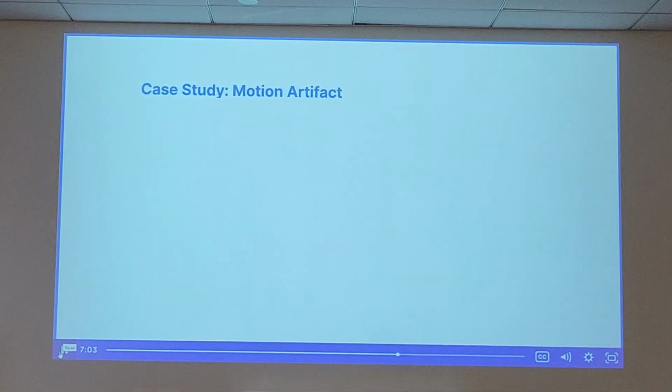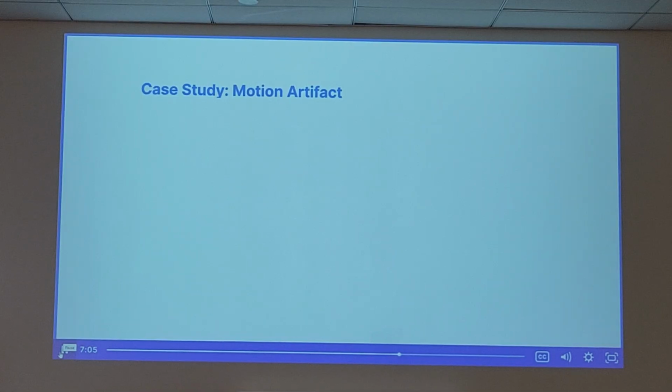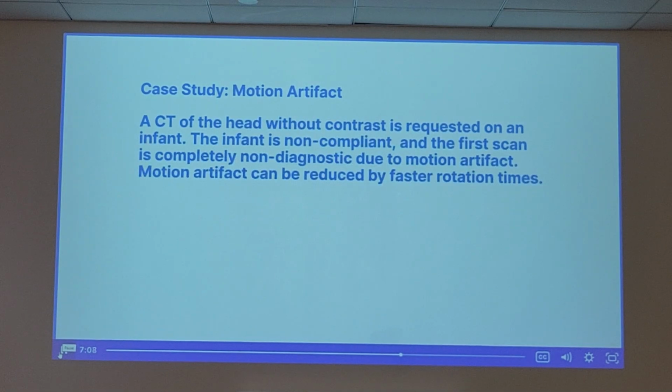So let's look at an example of how we can use this in practice. Here's a case study. A CT of the head without contrast is requested on an infant. The infant is non-compliant as expected, and the first scan is completely non-diagnostic due to motion.